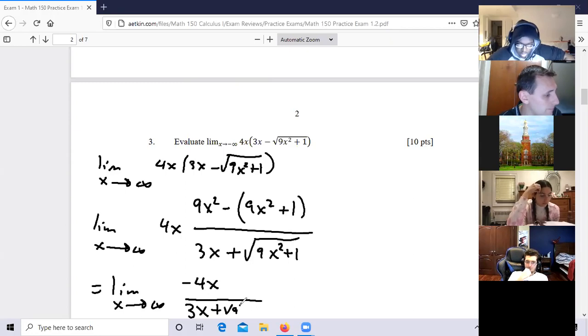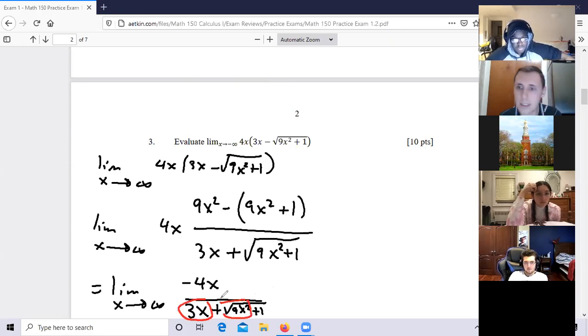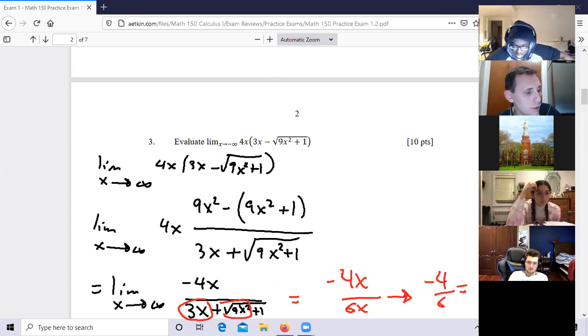So we have 9x squared plus 1. Yes? Now I look at the leading coefficient. The leading coefficient of the denominator is 3x and another 3x. So it's 6x altogether. So that's the same thing as minus 4x divided by 6x in the limit, which means it's minus 4 over 6 or minus 2 over 3. You follow? That's just by conjugation without understanding what it is.